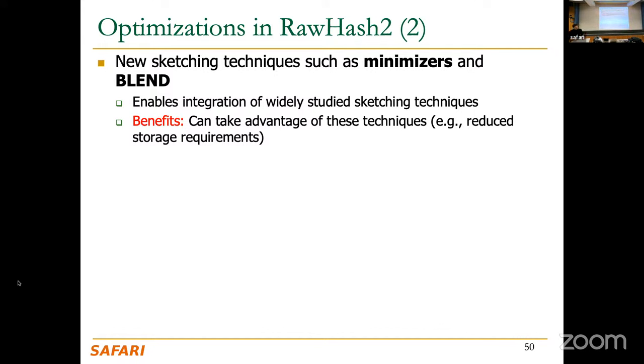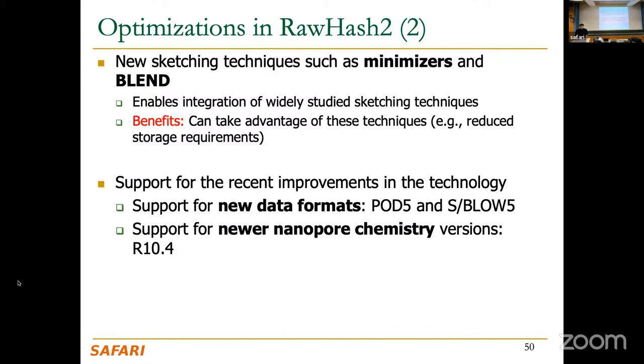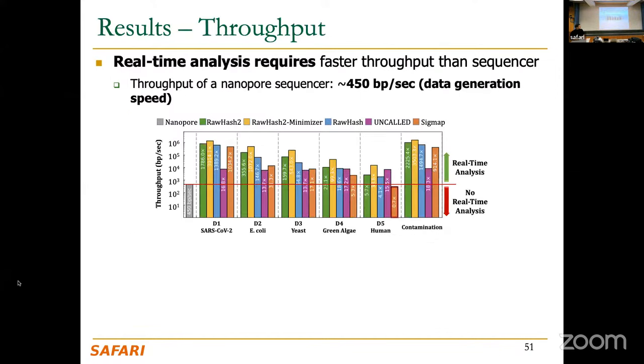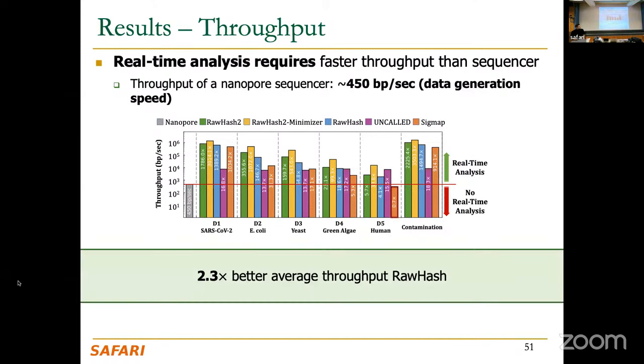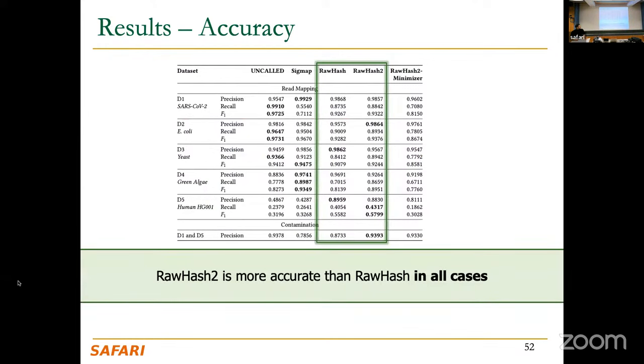I mentioned that we can now apply these new sketching techniques. Indeed, we do in RawHash 2. We implement, for example, minimizers and evaluate their benefits. What we see is that we can reduce the storage requirements and also improve the performance a lot with this minimizer. And then we also provide some support for the newer features of the nanopore sequencer, such as the newer file format that Oxford Nanopore Technologies are using, and also the newer chemistries or sequencing technologies that are more accurate. We're also supporting these. Some results: RawHash 2 provides 2.3x better average throughput than RawHash because of these frequency filters and the other improvements. Also, RawHash 2 is more accurate in all metrics than RawHash because of the more sensitive chaining.